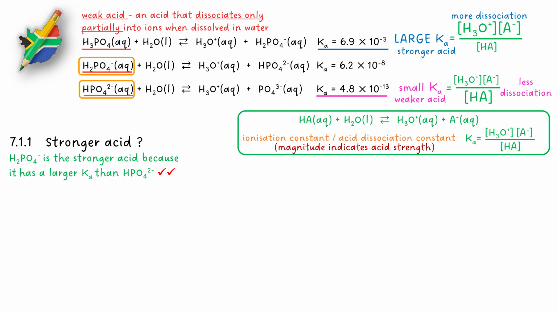So the stronger acid of the two encircled in orange is H2PO4-. We know it is a stronger acid because it has a larger Ka value than the HPO4-2- ion.